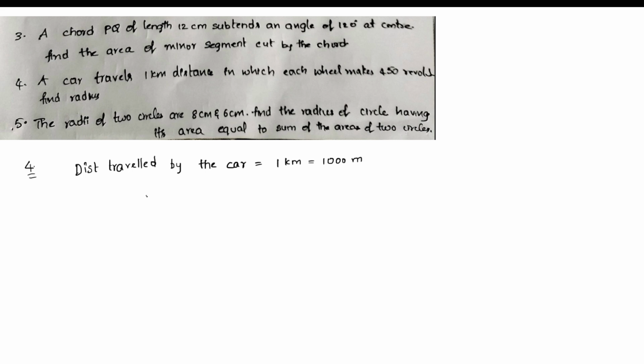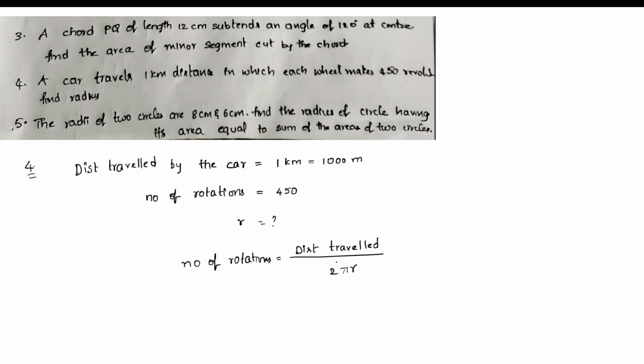And the number of rotations made by the car is equal to 450. Whether it be rotations or revolutions, no matter what it may be, we need to find the radius. Now we know the relation between radius, number of rotations and distance. Number of rotations is given by the formula distance traveled by 2 pi r.